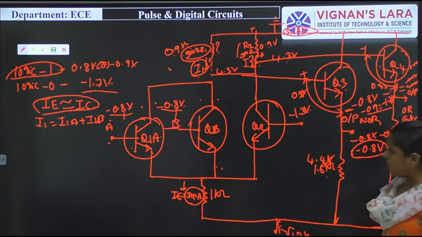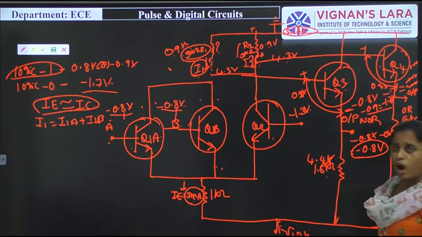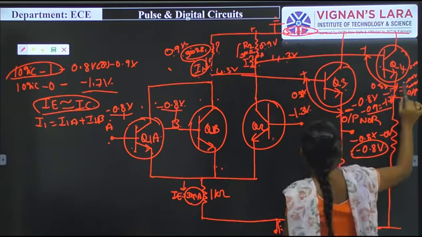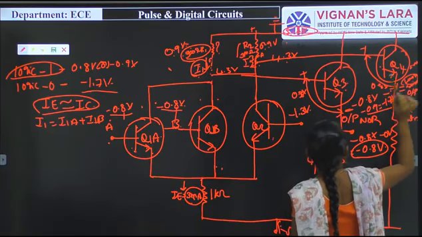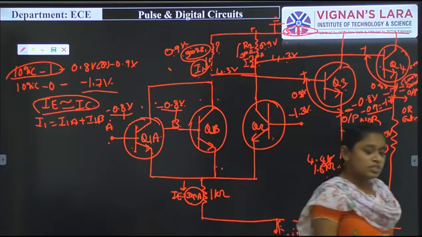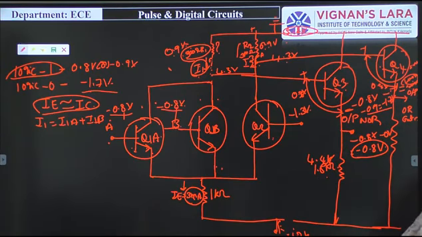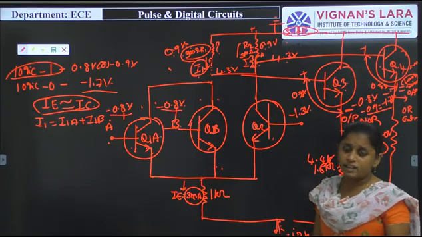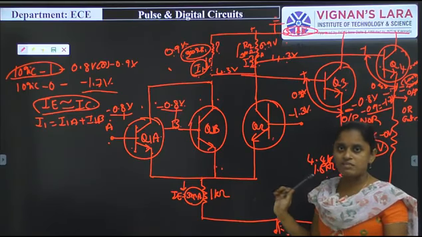At that particular time, the transistor Q2 is in off condition. That's why there is no voltage drop here. So simply the output will be minus 0.8 volts. So at that time the output will be logic 1, because we get that output. So the output will be minus 0.8, so the output will be a logic 1.